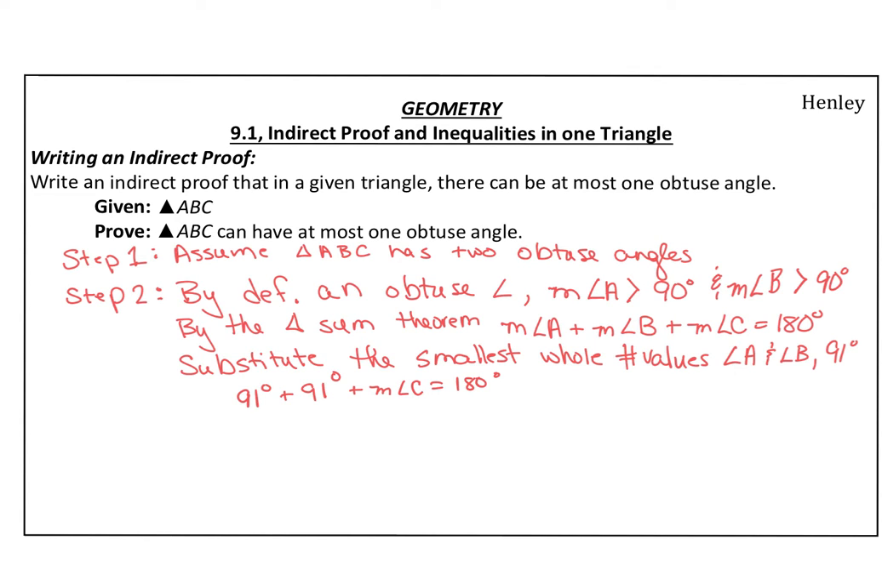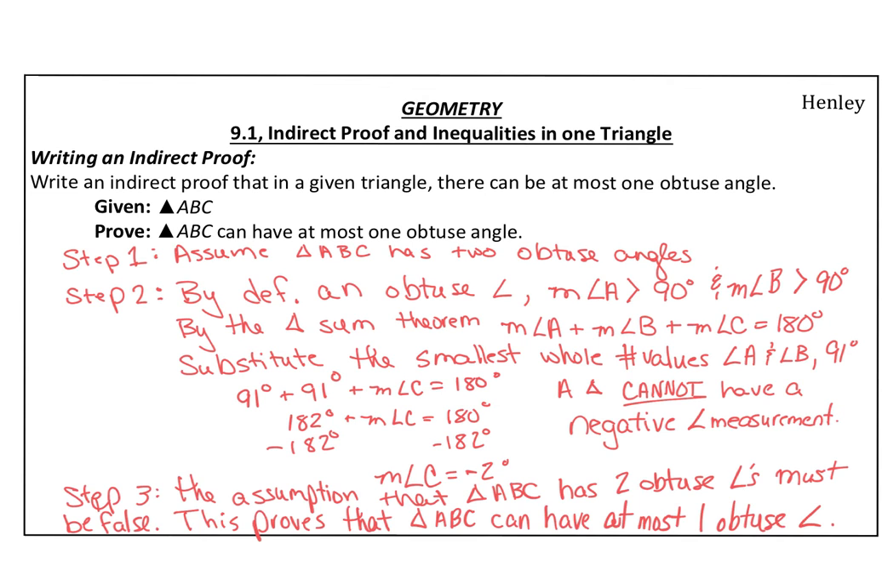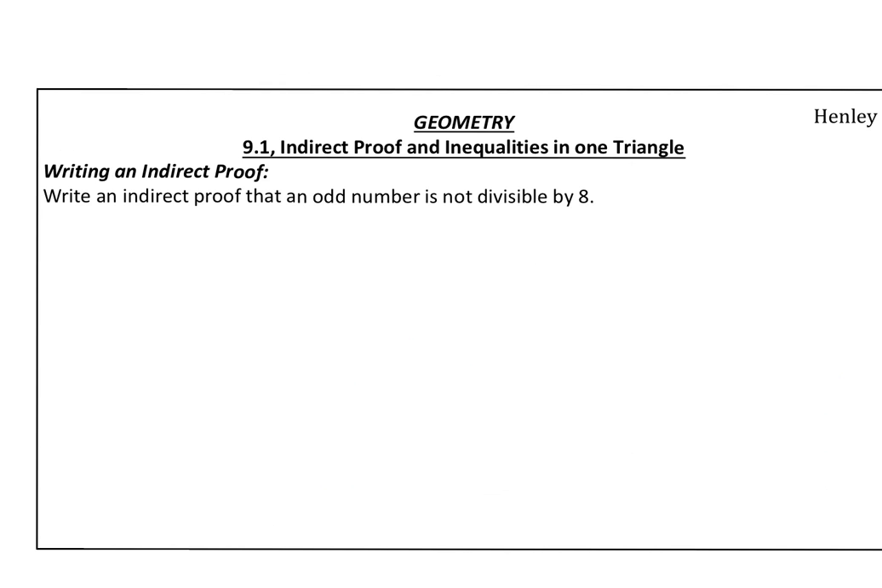So let's solve our problem. Now, we find that we end up with the measure of angle C being a negative. However, a triangle cannot have a negative angle measurement. So step 3, the assumption that triangle ABC has 2 obtuse angles must be false. This proves that triangle ABC can have at most 1 obtuse angle.